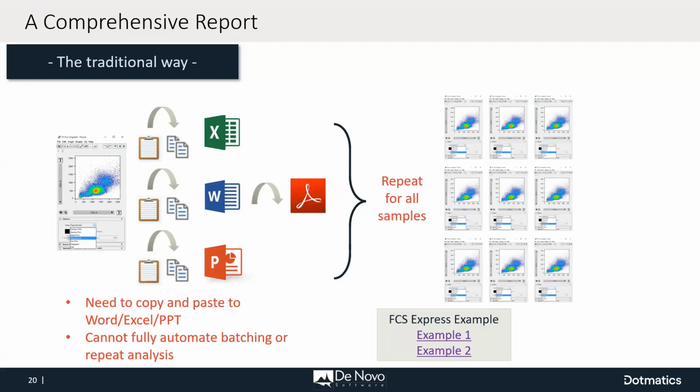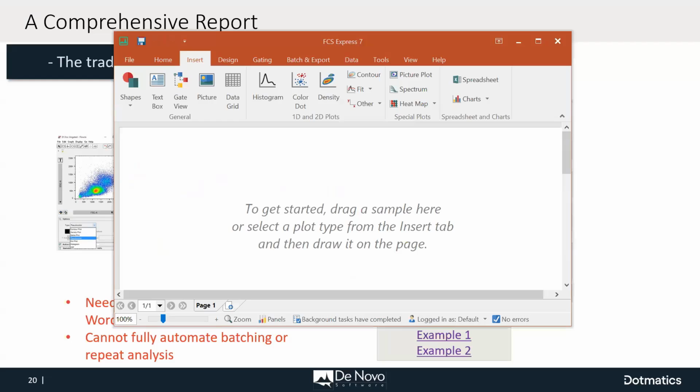But I think another nice example of working with these comprehensive reports is if we look at something with, say, a more modern cytometer, where we're looking at a spectral data set. In this case, I'm going to show you an example of OMIP 069, which is looking at 35 to 40 markers and how that's being reported and analyzed in FCS Express.